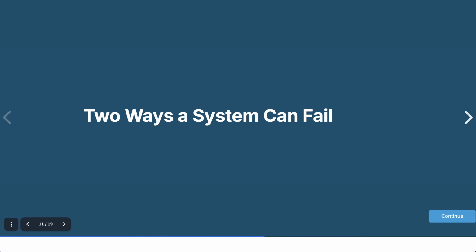2 ways a system can fail. Let's pose this as a question before moving on. What are 2 ways a detection system could fail? Think about it for a moment, and we'll see in the next slides if you identified the correct fail states.